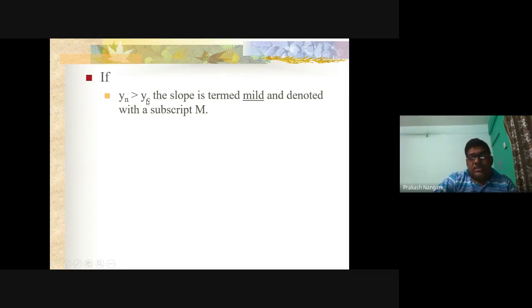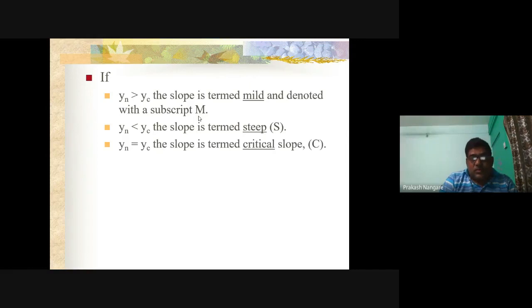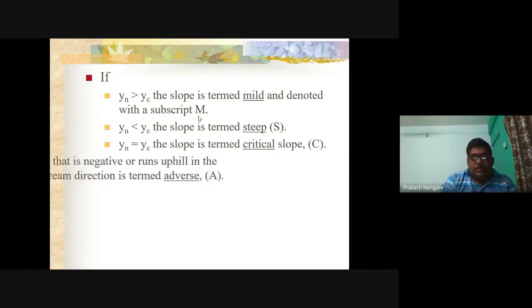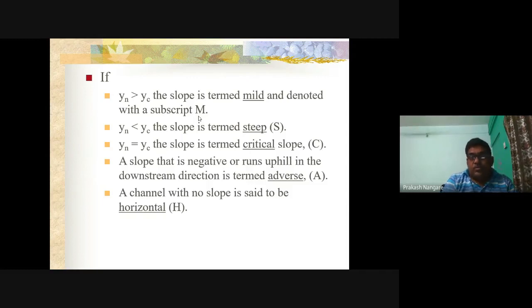If the normal depth is greater than the critical depth, then the slope is termed a mild slope, denoted by the symbol capital M. If yn is less than yc, then the slope is termed a steep slope. If yn is equal to yc, then the slope is termed a critical slope. A slope that is negative, or runs uphill in the downstream direction, is termed an adverse slope, and a channel with no slope is said to be horizontal. So these are the classifications of the channel made by comparing the normal depth and the critical depth. So these are the types of the surface slope channels that you are going to consider here.